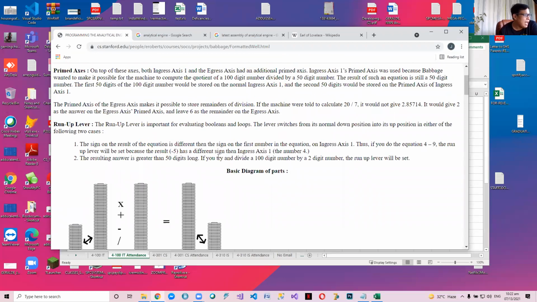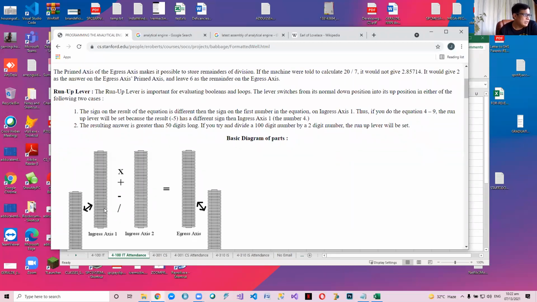Run up lever. These are turning wheels. So, for example, if you have 4 minus 9, 4 is stored in the ingress axis 1 and 9 is stored in ingress axis 2. Do you follow? And the result, which is negative 5, is stored in the egress axis.